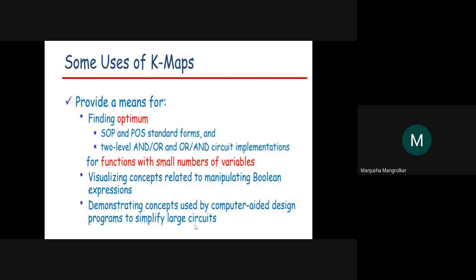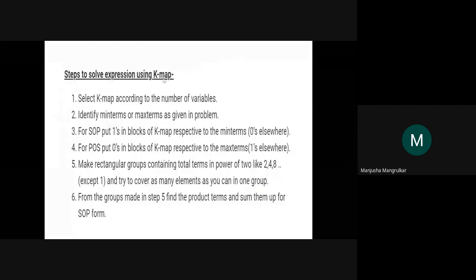There are six steps of the K-map. First we'll see the steps to solve an expression using the K-map. First, select the K-map according to the number of variables. If you have three variables, you have to select the K-map table for three variables. If you have two variables, please switch off the mic, Deepika.